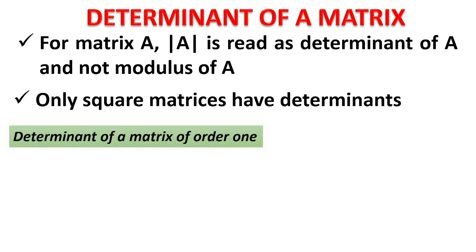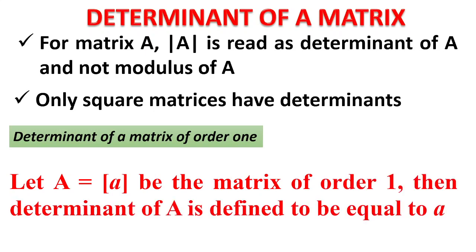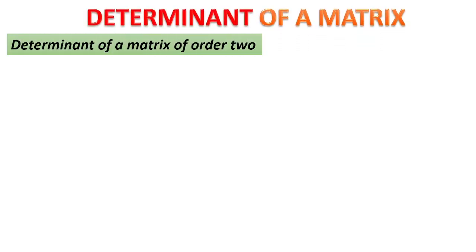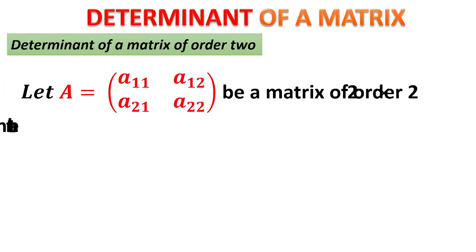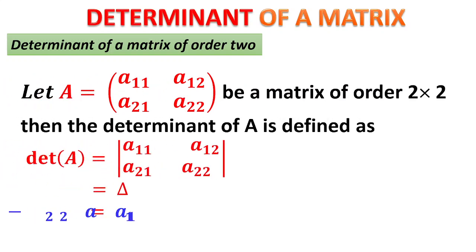Let us now start with the determinant of a matrix of order 1. If you have the matrix A of order 1, the determinant of A is defined to be equal to A. Very simple. Suppose you have the determinant of a matrix of order 2, with entries a11, a12, a21, a22, then it is defined as a11 into a22 minus a21 into a12.